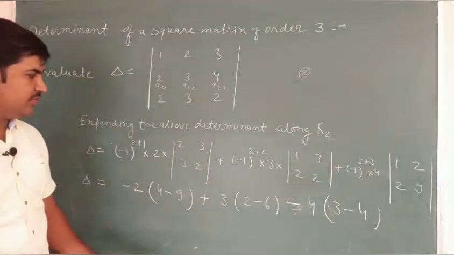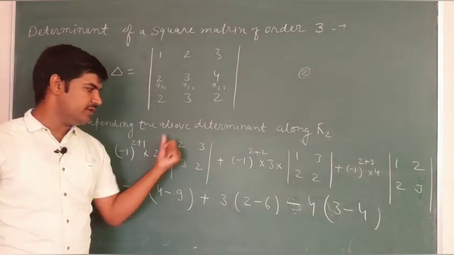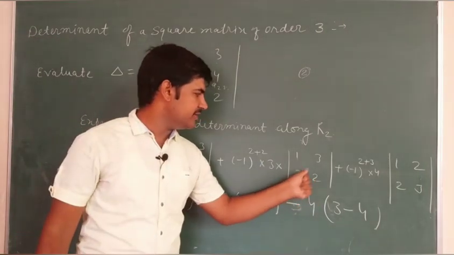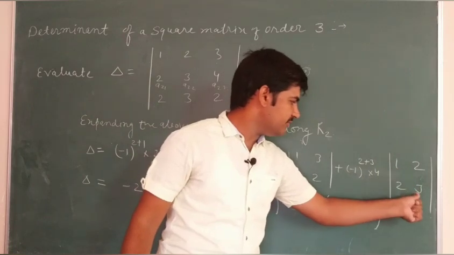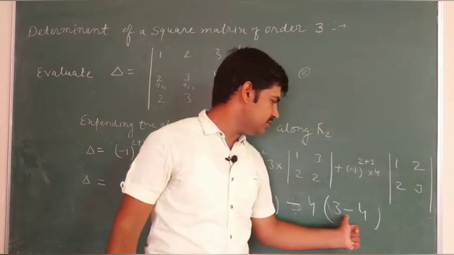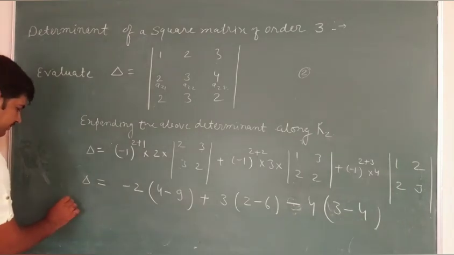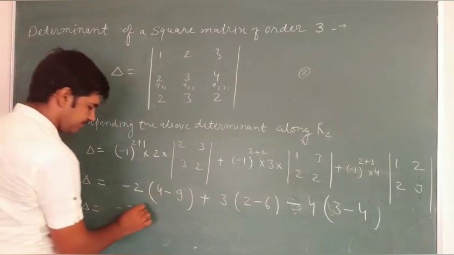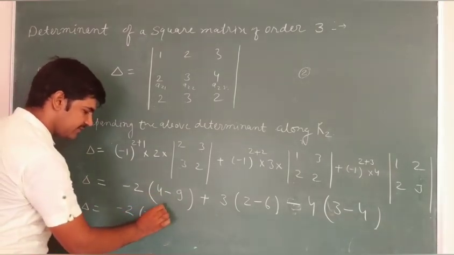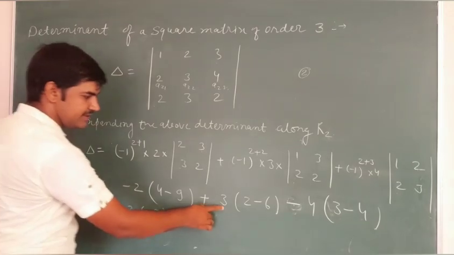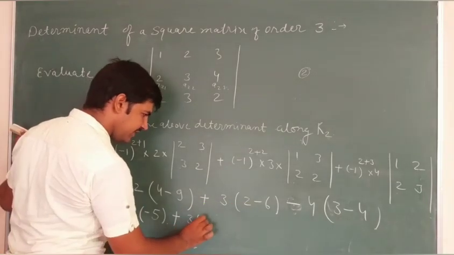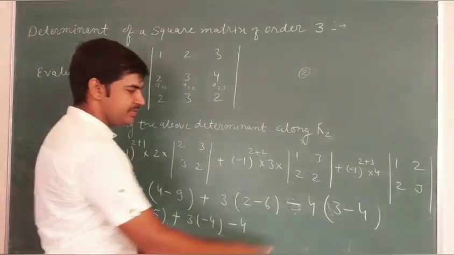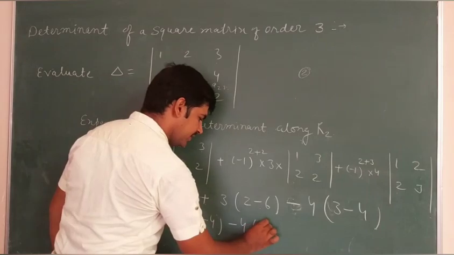Everybody might have understood how. Everybody must be knowing how to find the value of a determinant of order 2. So 4 minus 9 I have written here, 2 minus 6 I have written here, and 3 minus 4 I have written here. Now let us simplify. Del is equal to minus 2 times 4 minus 9, which is minus 5, then plus 3 times 2 minus 6, which is minus 4, and then minus 4 times 3 minus 4, which is minus 1.